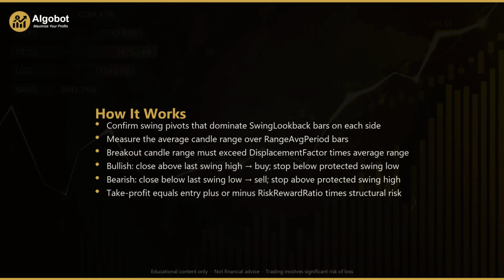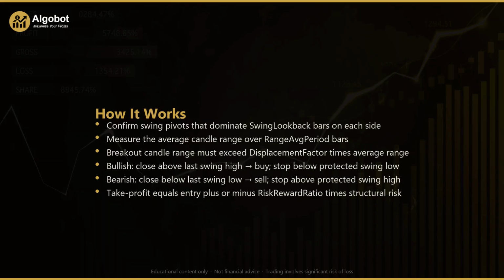Let's walk through the logic step by step, exactly as the EA executes it. First, the strategy only makes one decision per completed candle. It waits for each bar to close, so it never reacts to the noisy, unfinished price of the candle that's still forming. On every new bar, the EA tries to confirm a swing pivot. A swing high is a candle whose high is greater than the highs of a set number of bars on both its left and its right. That number is controlled by the SwingLookback parameter, which defaults to 3. So with the default setting, a high must dominate 3 candles on each side to be confirmed as a true swing high. The same rule, mirrored, defines a swing low.